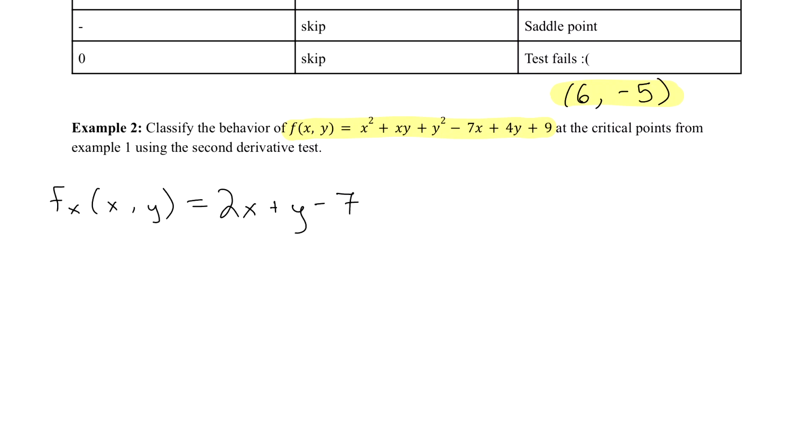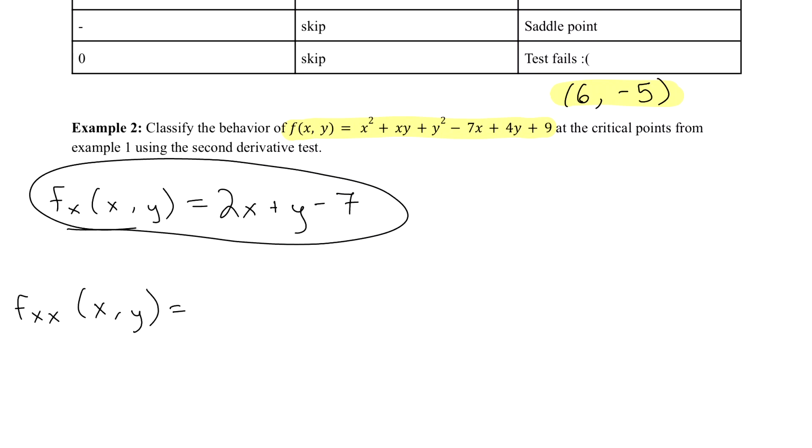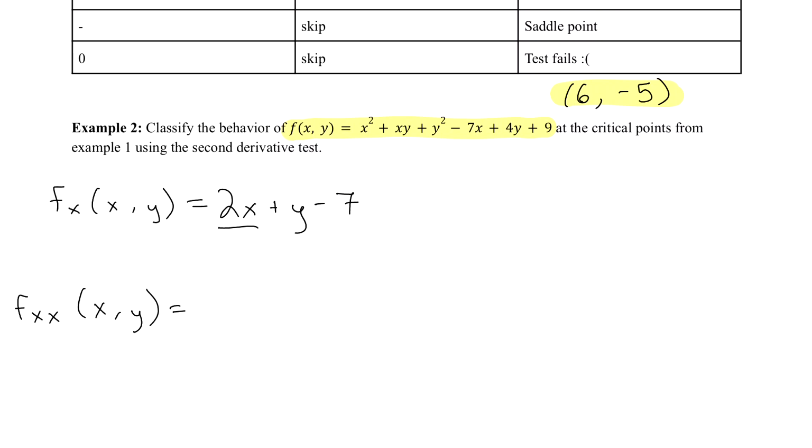So first, I'm going to find the second order partial derivative with respect to x again. So derivative of this function that I just found with respect to x, derivative of 2x would be 2, and then y and negative 7, those are both constants with respect to x, so their derivatives are 0. So here's my first second order partial derivative. I'm going to come back to that towards the end of my problem. I still need to find a few more.